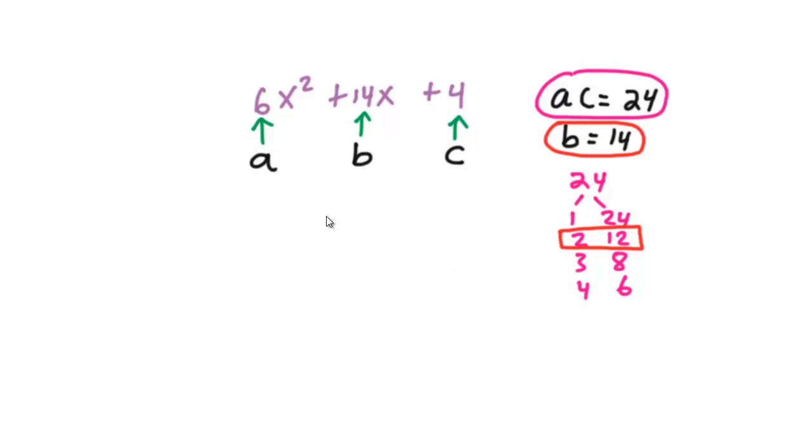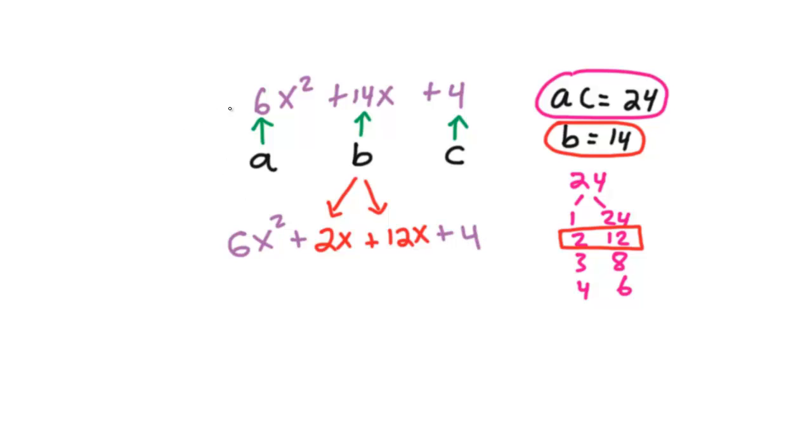And now, this is the most important step: to write the middle term, the 14x, in terms of the factors that we picked out, which is the 2 and the 12. So I'm going to rewrite this middle term into 2x plus 12x. And we all agree that that's the same thing as 14x. Now we can bring down the 6x squared and the plus 4.